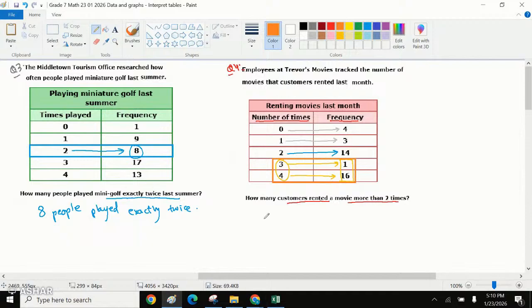So we can say 17 customers rented more than twice, right? Agreed? Okay, thank you.